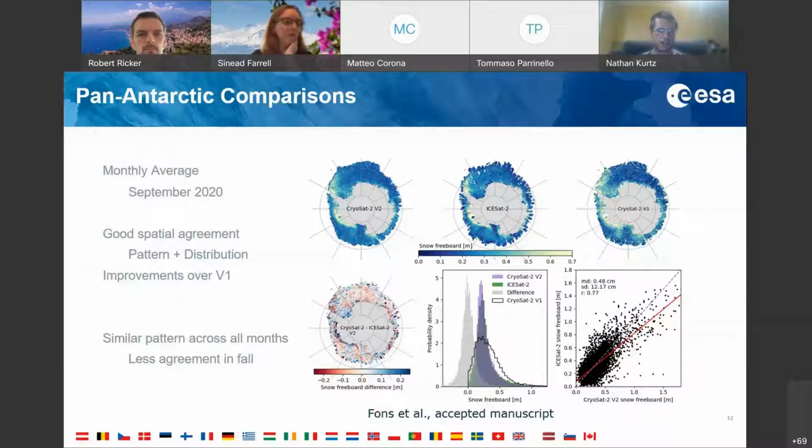And so again, overall, with this approach, we found pretty good agreement in the Southern Ocean. So here are the histograms of the snow freeboard retrievals from the 2 methods, and they agree pretty well. And then here's the scatter plot. So, small mean difference, pretty good correlation for this particular month. For a number of the months, we did find pretty good agreement between CryoSat-2 and IceSat-2. Less agreement in the fall, but that's discussed in the paper.